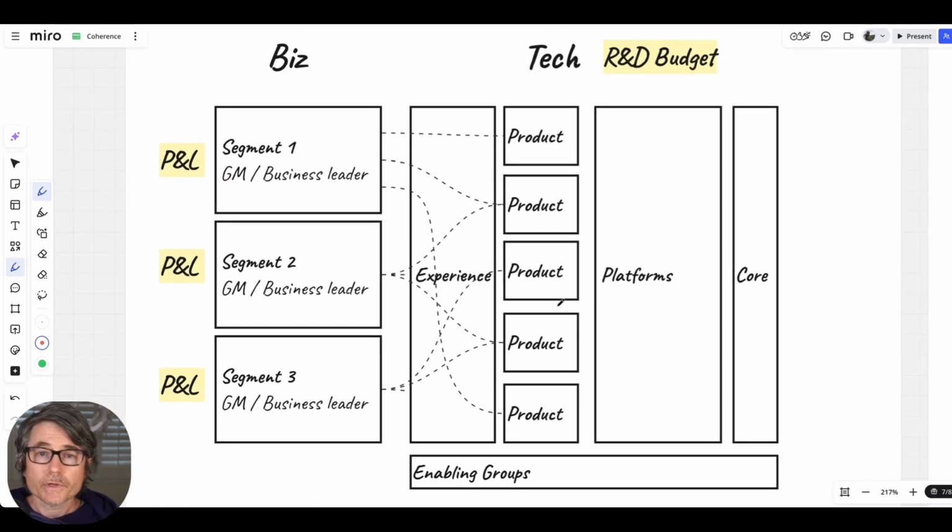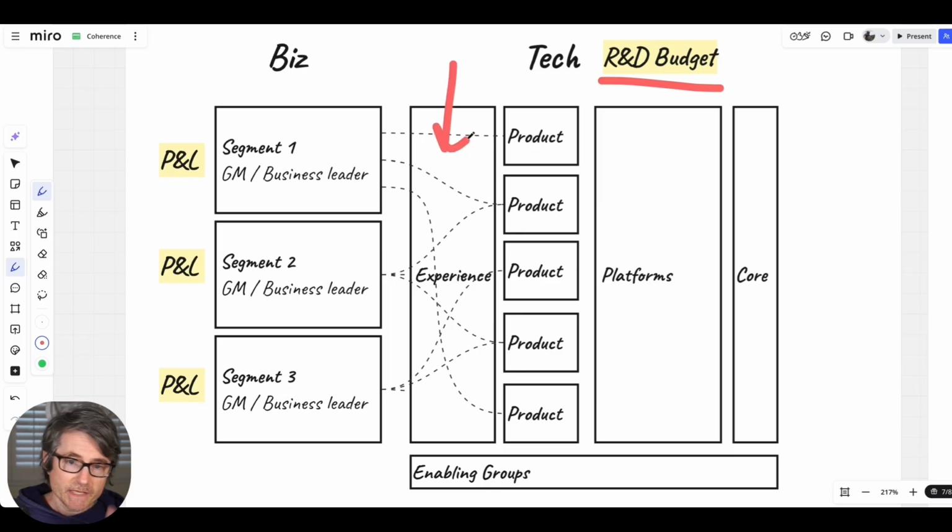Another example, think about an organization where they have 3 business segment teams, each has P&L, a GM, and a business leader. And then tech has a single R&D budget. And all these different segments crisscross the same experience layer, I guess. And then technology has a bunch of products and platforms and core and enabling groups. Now, there's nothing wrong with this particular setup. But if you have a setup like this, you're going to need to be very intentional about how you map these different contexts together to be able to understand what's happening. Otherwise, you're liable to waste a lot of money.